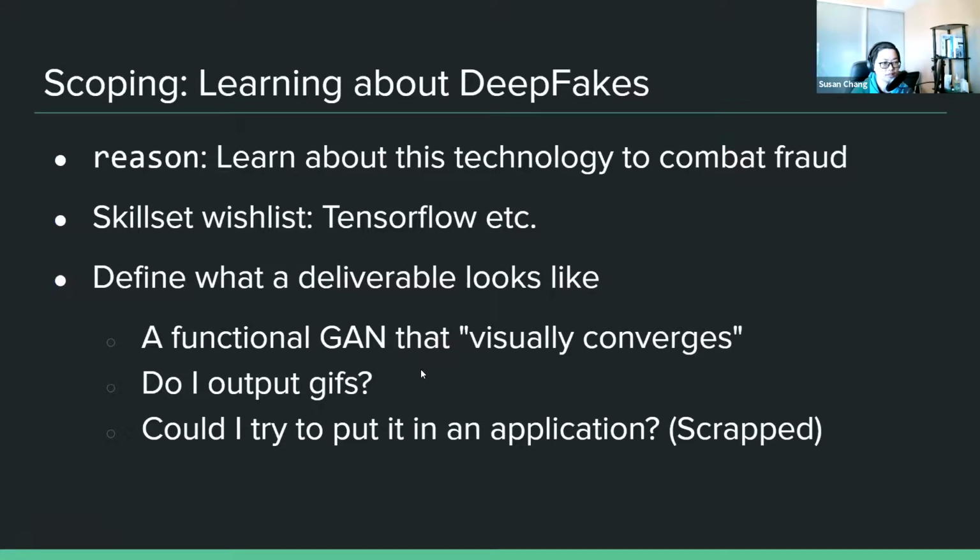And it's kind of vague, right? If I'm just saying, oh, I want to learn about deepfakes, at what point can I say that I really understand deepfakes? So I wanted to define, okay, I want to be able to train a functional GAN network that visually converges, or maybe I can output GIFs of the training process, or maybe I could try to put it into an interactive application, which I eventually scrapped. But just defining these points helped me figure out a project endpoint that I want to get to instead of just adding things and getting burned out, right?